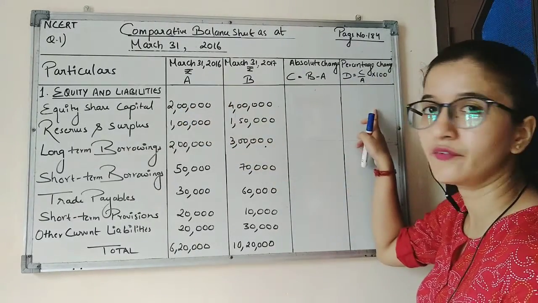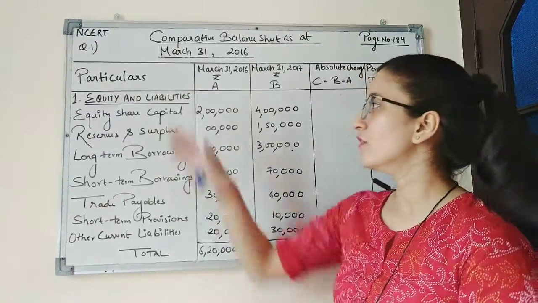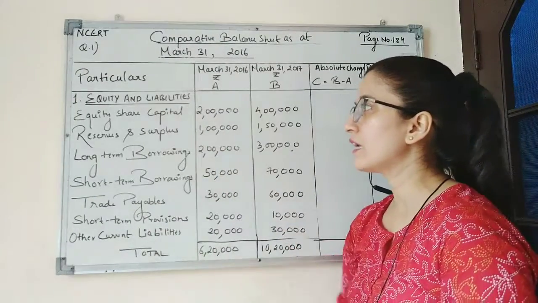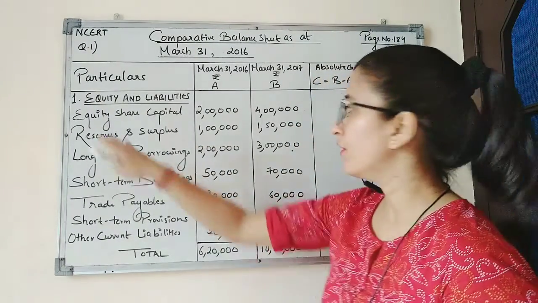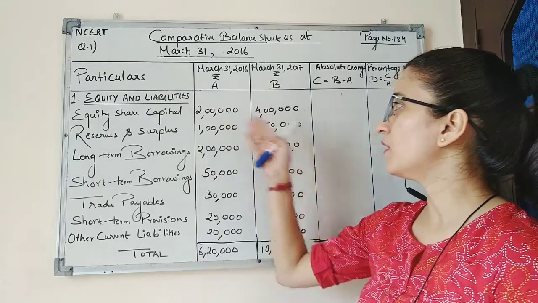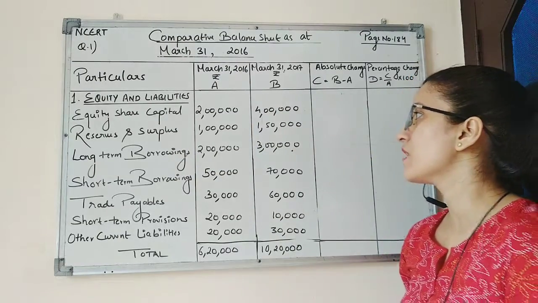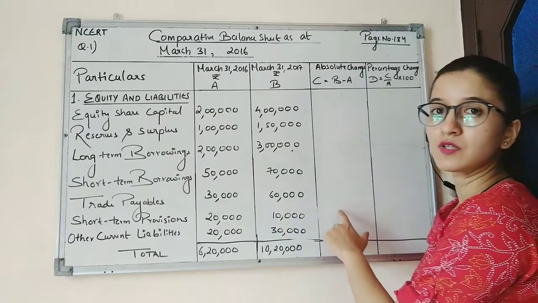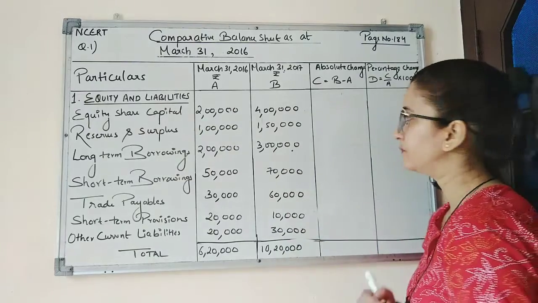Now, as we know, in balance sheet there are two major headings. First is equity and liabilities, second is assets. So we will solve the equity and liabilities first. There are many subparts in equity and liabilities. First subpart is equity share capital. The amount of equity share capital in the previous year is 2 lakh rupees and in current year is 4 lakh rupees. So here we will calculate the absolute change, and to calculate absolute change we will subtract the amount of previous year from current year.